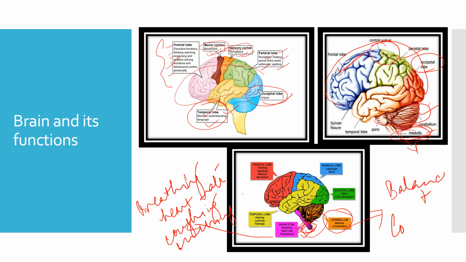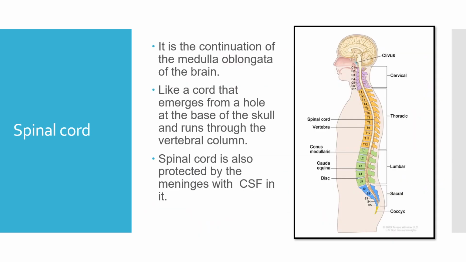So we are moving on now to the spinal cord. Now comes the spinal cord. So what is the spinal cord? It is the continuation of the medulla oblongata of the brain. Like this, the cord emerges from one hole at the base of the skull and it runs down the vertebral column. And the spinal cord, as the brain was having, is protected by the meninges with CSF in it.